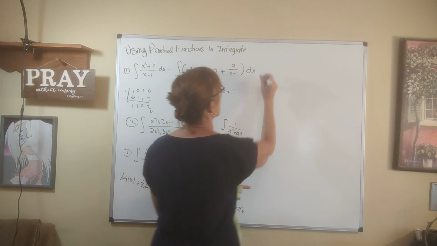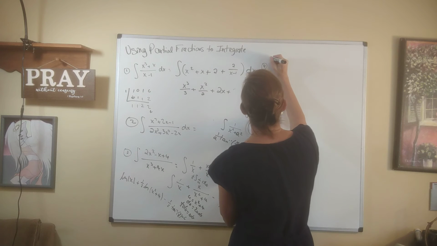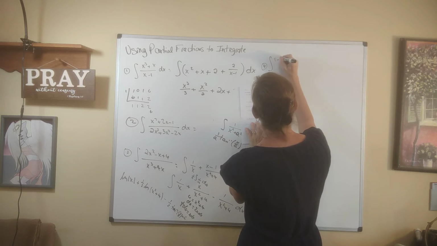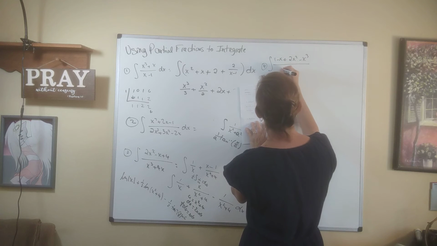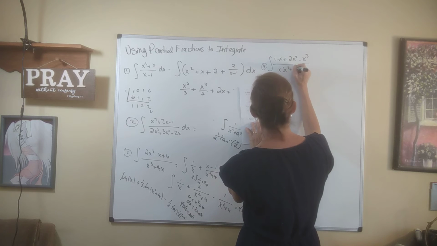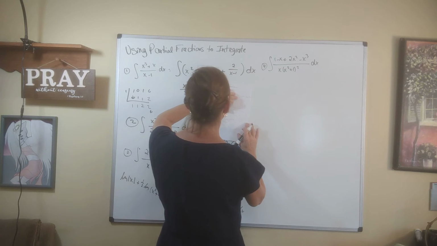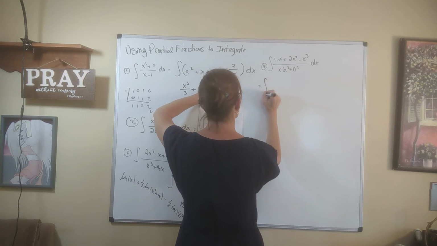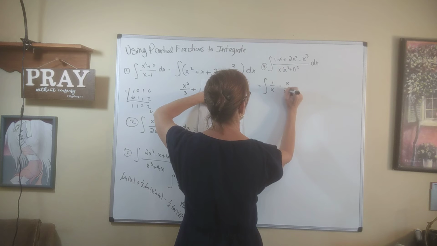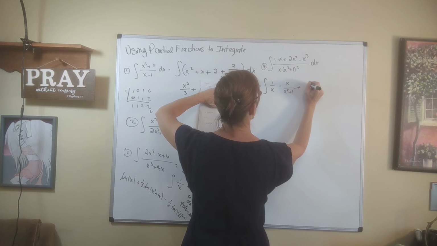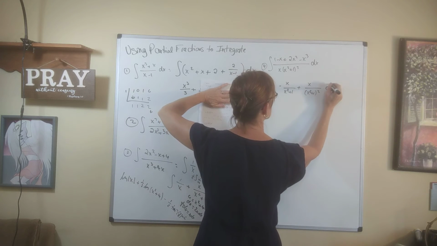All right, number 4, the last one, goes like this. If you have the integral of all of this stuff, right, we had 1 minus x plus 2x squared minus x cubed all over x times (x squared plus 1) squared dx. We were able to rewrite this into the partial fraction decomposition of 1 over x minus x over (x squared plus 1) plus x over (x squared plus 1) squared dx.